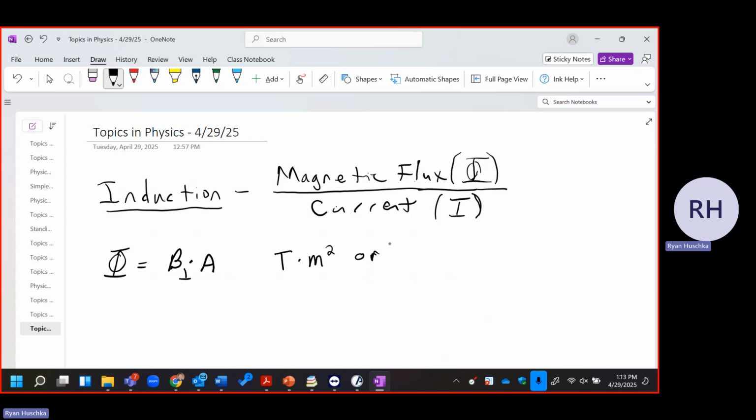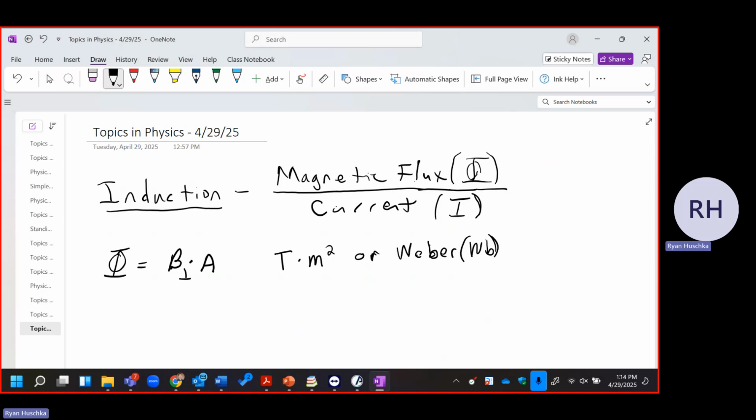Or if you don't like to do Tesla times meter squared, you call it a Weber. Not kidding, like the Weber grill. Weber, okay? Of course, named after a scientist, Mr. Weber, who helped study inductance, or in this case, electromagnetic induction, because that's what we're looking at: magnetic flux, the Weber.